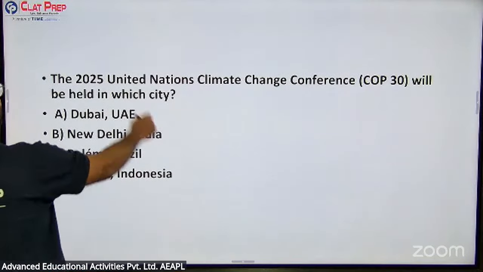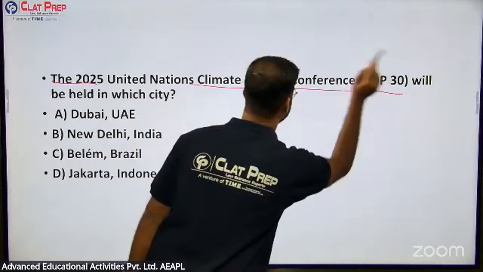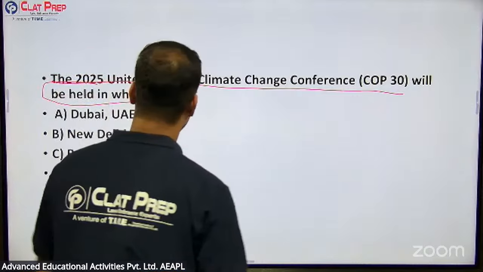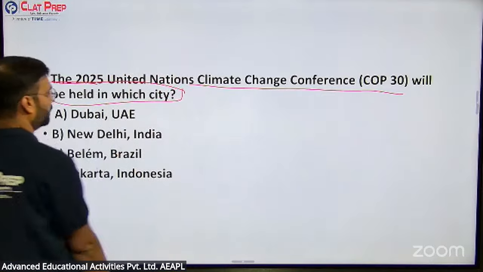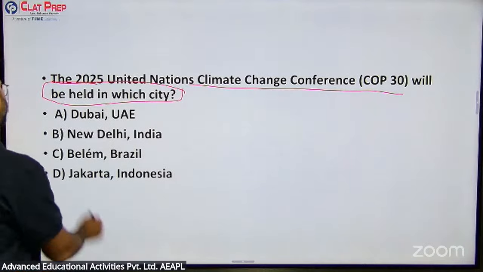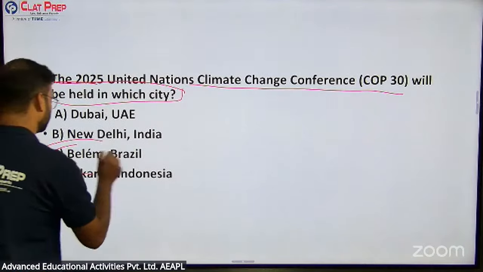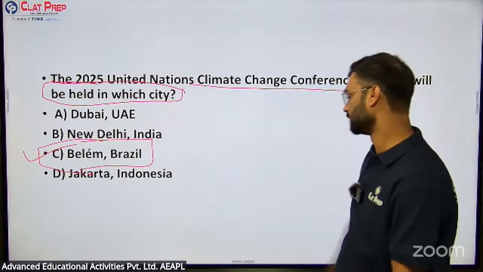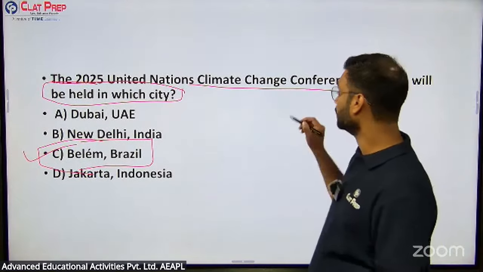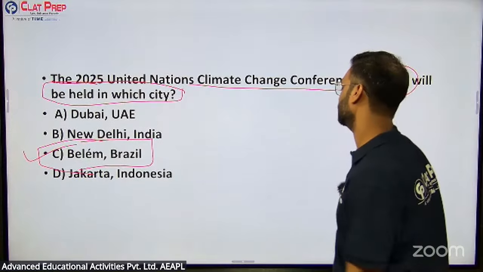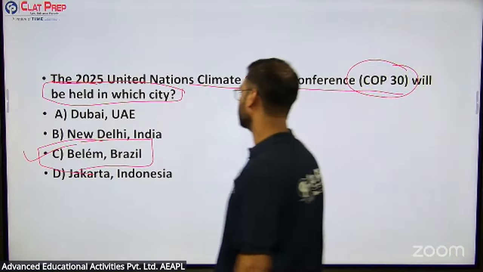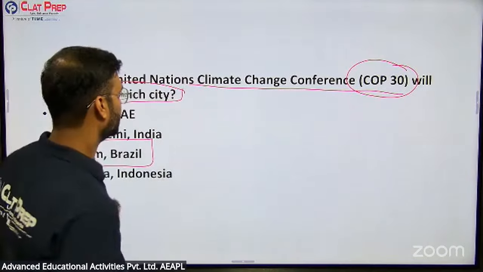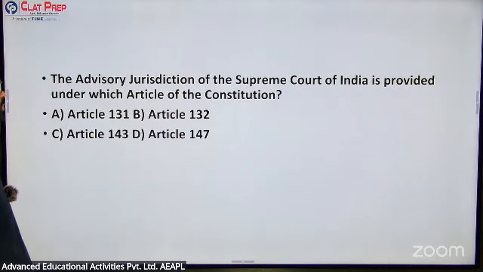Then the next question is regarding the United Nations Climate Change Conference. COP30 was held in which city? In fact, it's already conducted now. We have to identify in which city this climate change conference was conducted. The answer, of course, is Belém, Brazil. Belém is the city within the Amazon rainforest, where the Conference of Parties COP30 was organized. Apart from that, you should also know that India has also shown its interest in hosting the Conference of Parties summit next year. So that also you should know.